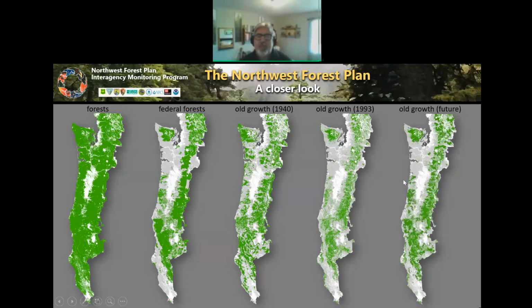This last map shows what the Northwest Forest Plan is trying to achieve, this well-connected network of older forests on federal forest land by the end of this century. So they established this network of large forest reserves, we call them late succession reserves, with the goal of maintaining the existing old forests within those boundaries and to restore younger forests within them to an old forest condition by the end of this century. That's kind of what we're hoping it looks like.